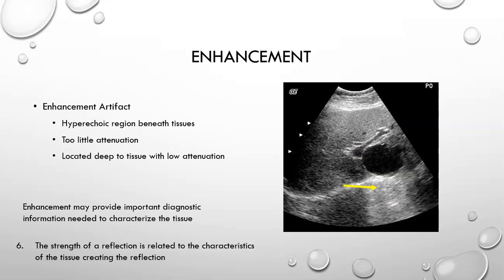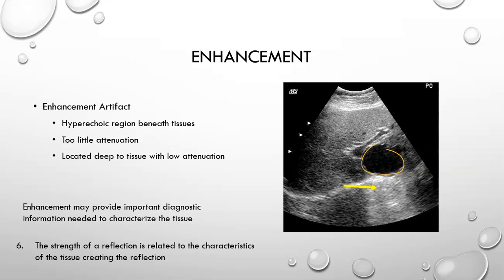Enhancement is kind of the opposite of shadowing, and this is where you see a hyperechoic region below, or deep to, tissues. This is caused by too little attenuation. So if the sound is not attenuated, such as through this cystic structure we see here that is mostly fluid filled, there's no attenuation, and the echoes beyond it are amplified just as if there was attenuation, and so we get a brighter tissue posterior to the cystic lesion.